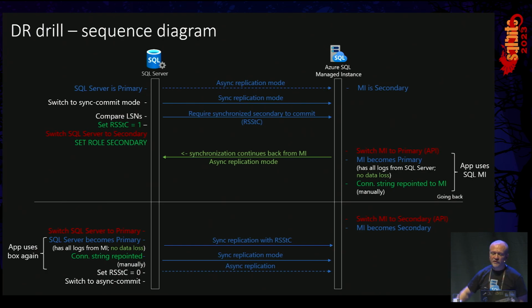And the line below is just all of that in reverse. It is simpler in the sense that MI already has a built-in mechanism for required secondaries to commit, and then there's no additional step in going back. But it's pretty much the same: async to sync, switch one side, switch the other side, and then failover.